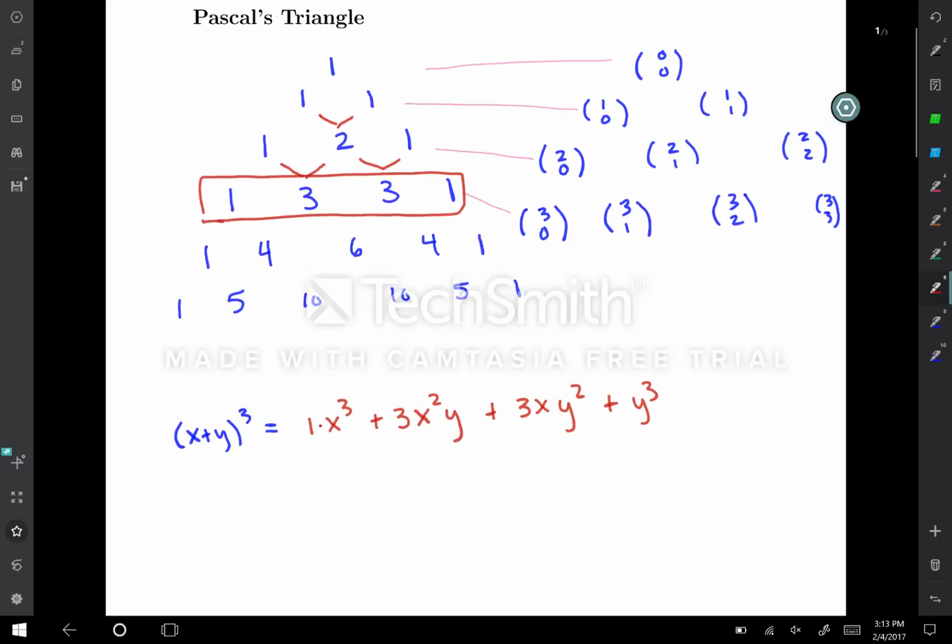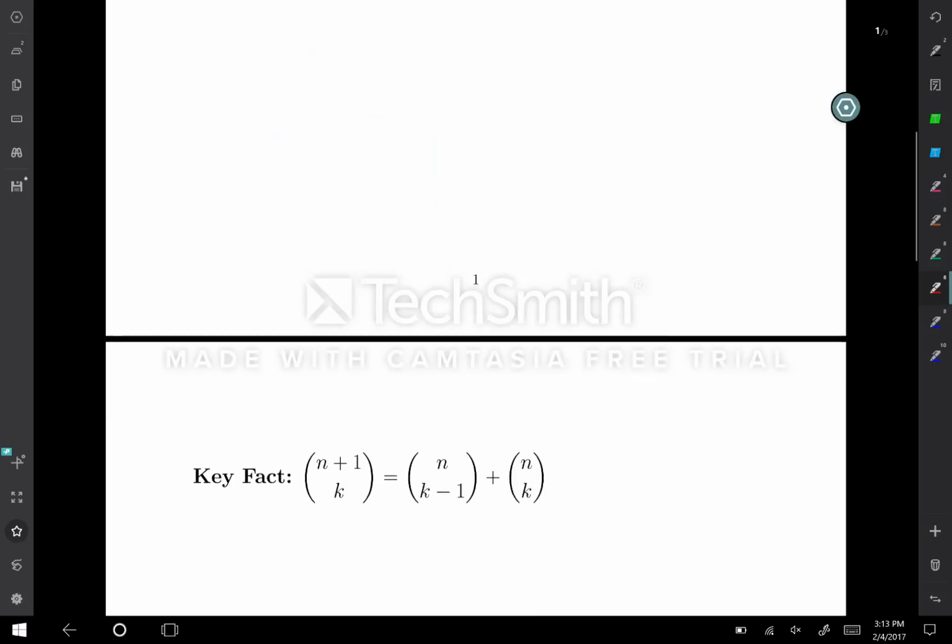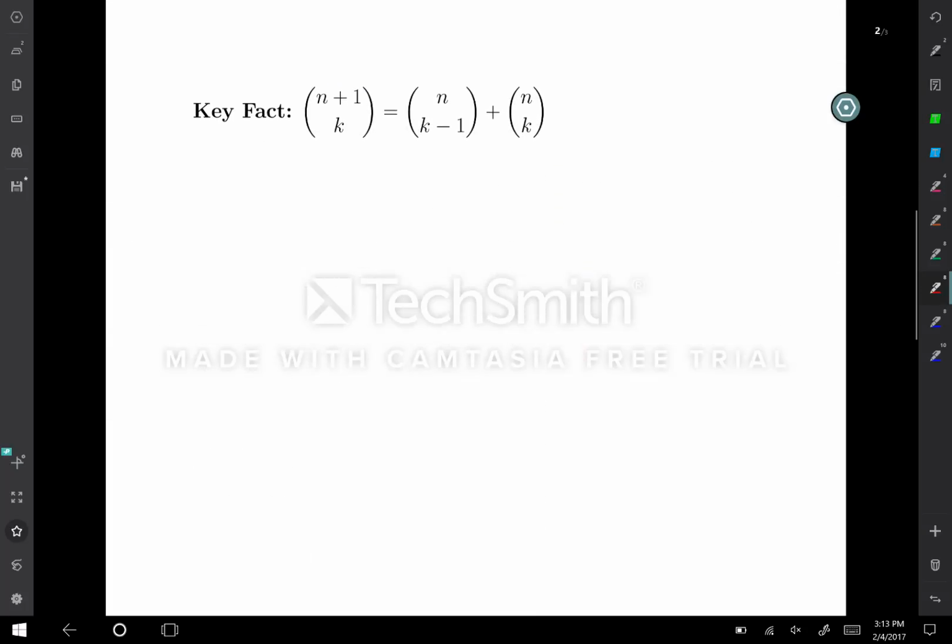Now, the relationship that we see where we're adding the two entries in the row above to get the new row can also be expressed in this key fact. n plus 1 choose k is equivalent to n choose k minus 1 plus n choose k. So let's examine why this might be true.